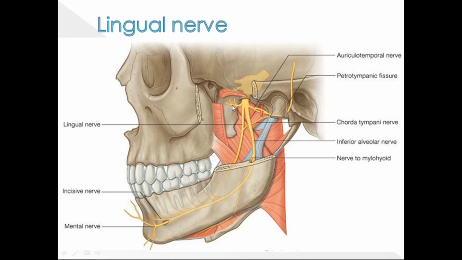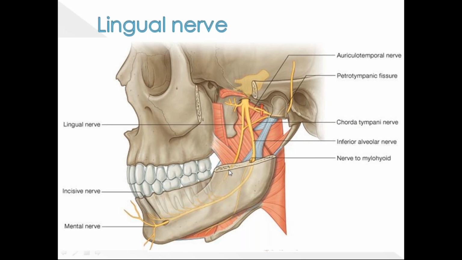Okay. So once again repeating. It arises from the posterior division in front of the inferior alveolar nerve. Here it runs between the lateral pterygoid and tensor veli palatini. Then it is joined by the chorda tympani nerve at an acute angle. Then it runs between the medial pterygoid muscle and the ramus of the mandible.